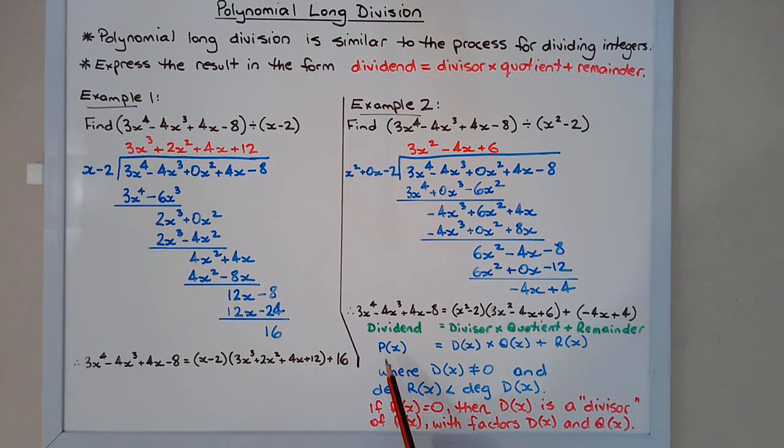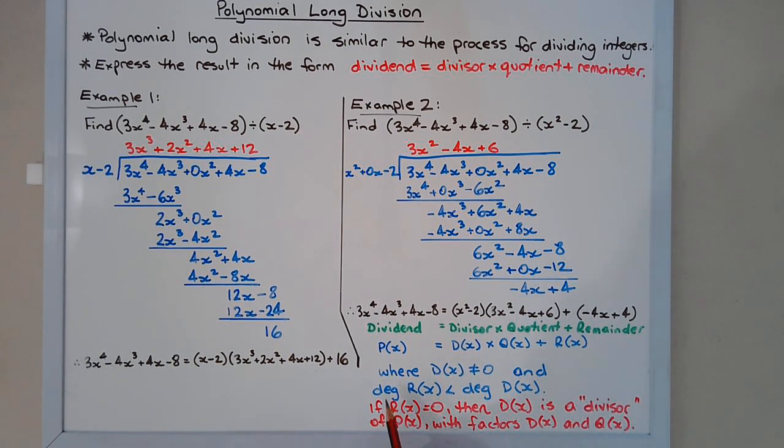This is in the form P(x), so usually the dividend is designated with a capital P(x), equal to D(x), which is usually what we use for the divisor, multiplied by Q(x), which represents the quotient, plus R(x), which represents the remainder polynomial. Now it's important to note that D(x) cannot equal 0, as we can't divide by the 0 polynomial.